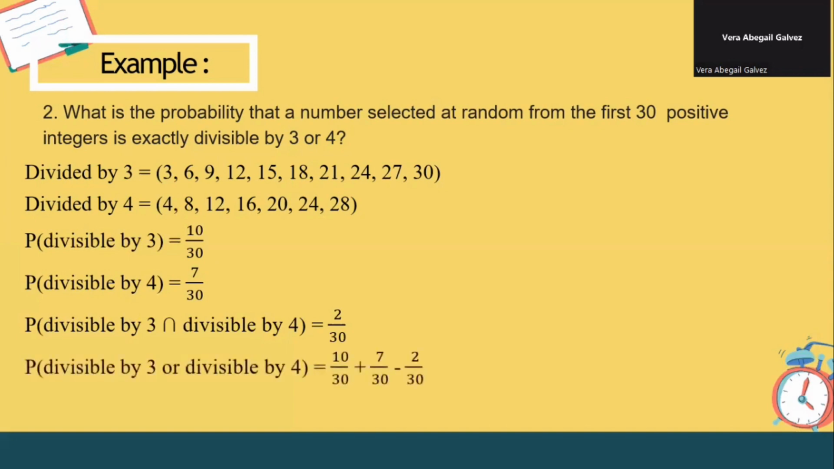The probability of selecting a positive integer divisible by 3 or divisible by 4 is equal to 10 over 30 plus 7 over 30 minus 2 over 30, and that is equal to 15 over 30, or 1/2, since we can simplify it by dividing 15 in the numerator and denominator.